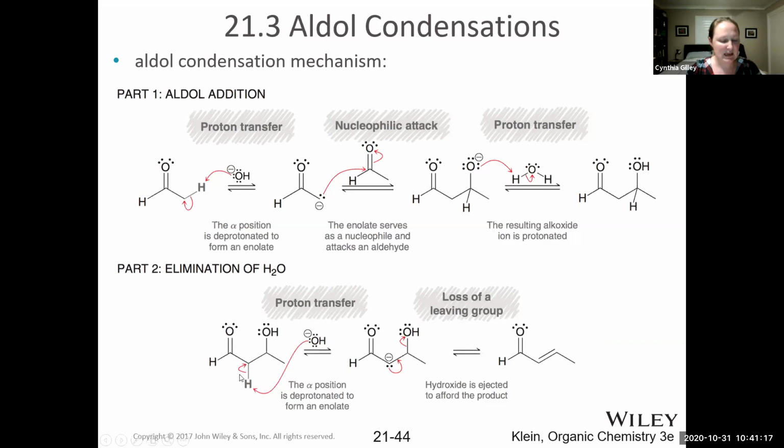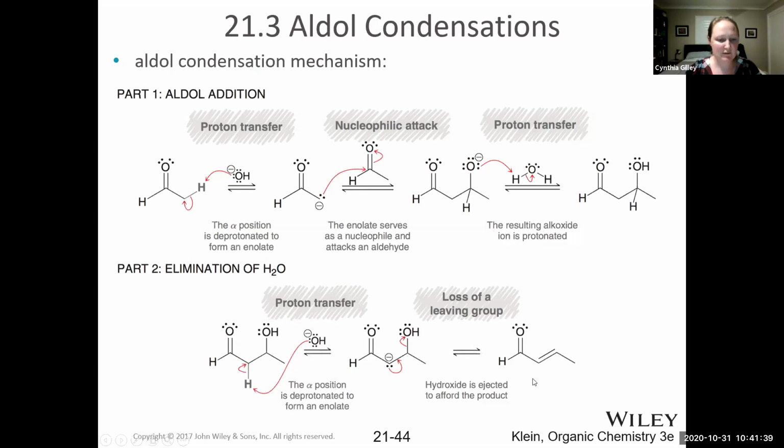The condensation reaction reacts the addition reaction product further by utilizing an additional hydroxide to deprotonate the alpha position between the aldehyde and the alcohol, forming a resonance stabilized enolate that then expels hydroxide in an elimination process as the leaving group, generating an alkene.